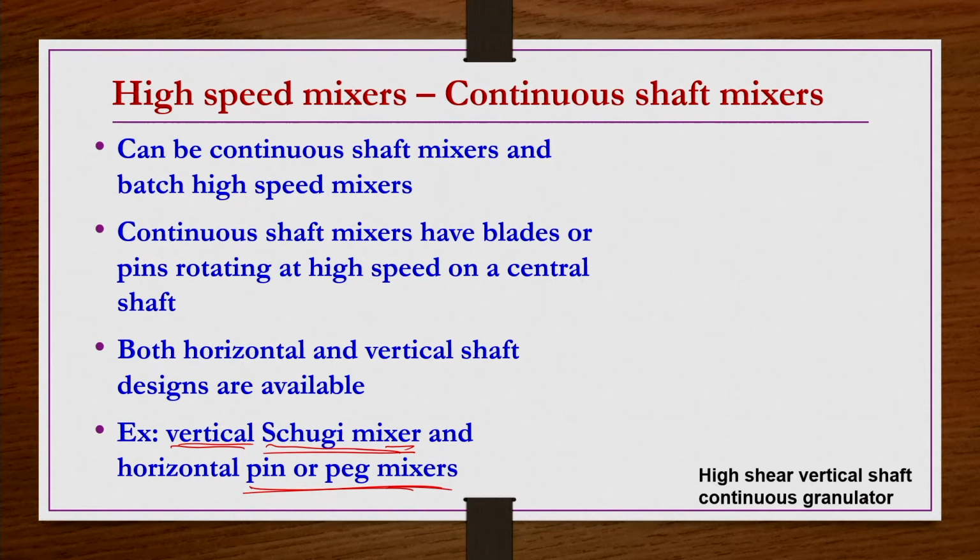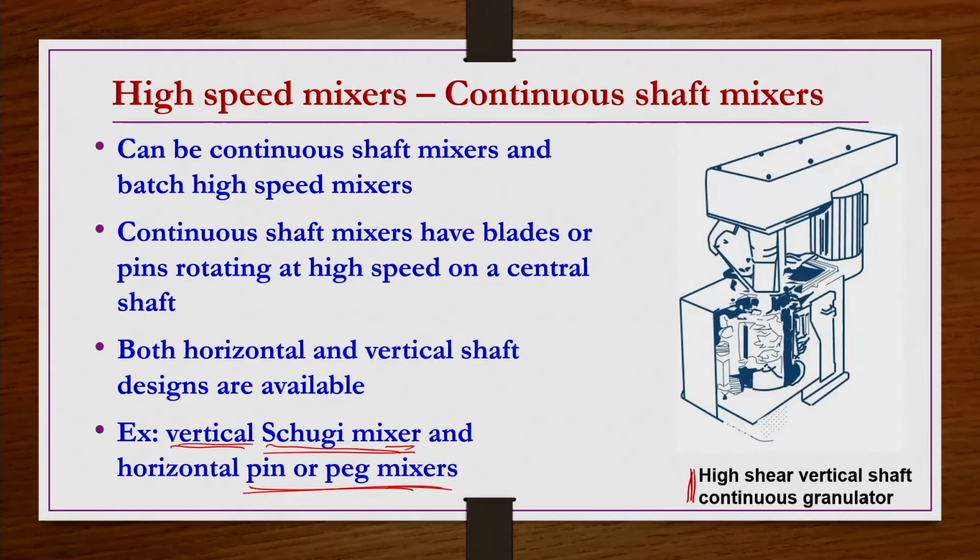So let us say high shear vertical shaft continuous granulator. If you see an example, it is a kind of Schugi mixer that we are going to have here. Let us say this is a container, right. In this container, whatever the material is there is taken here. This material may come continuously from here, and then it may be collected from the bottom as a product.